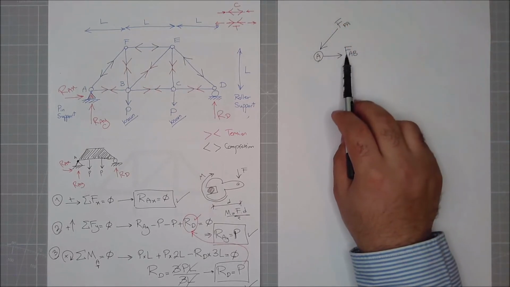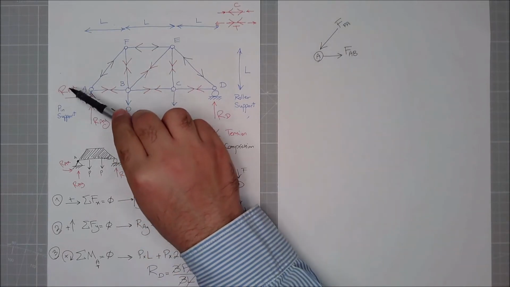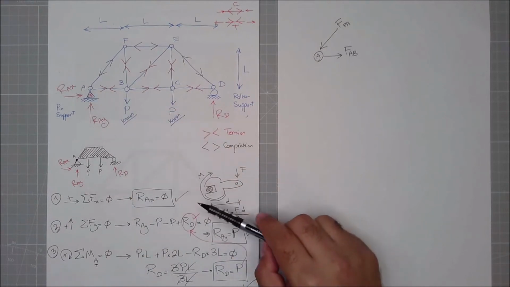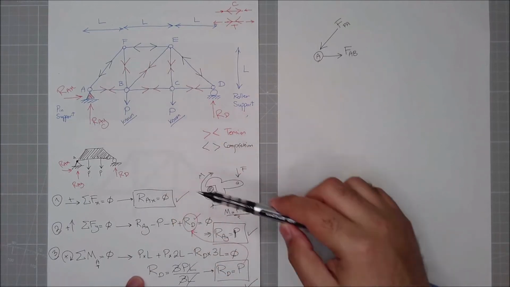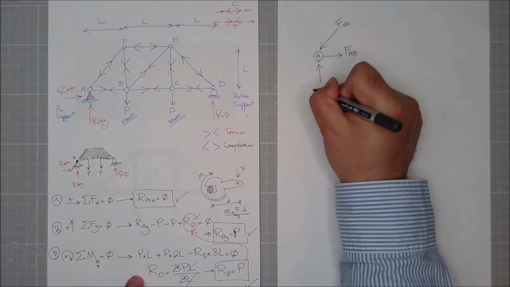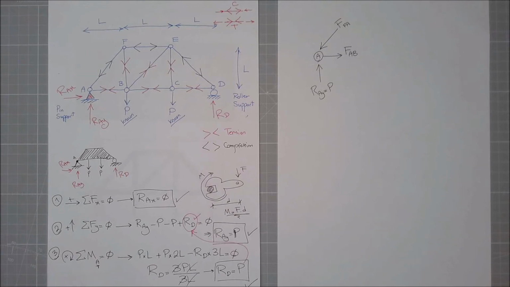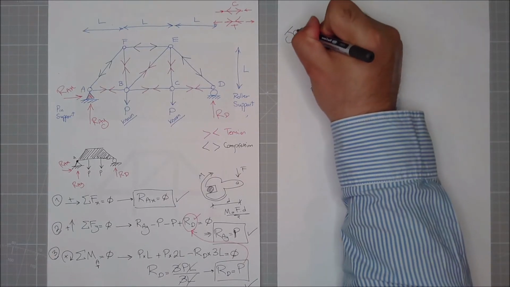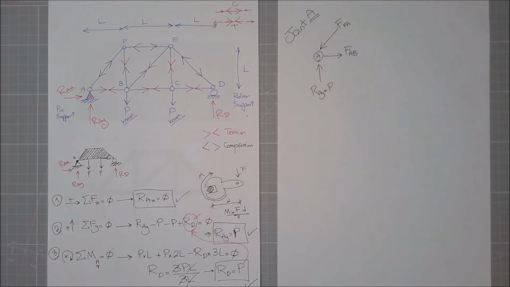Note that I'm just putting F for my forces. You can put P if you're happier. I figured out that RAX is zero over here, so I'll forget about it. But RAY was equal to P, so I'll put RAY, which is equal to P. Doesn't this look kind of similar to what we solved in the example in the lecture? Remember, this was joint A. Yes, so let's solve it.